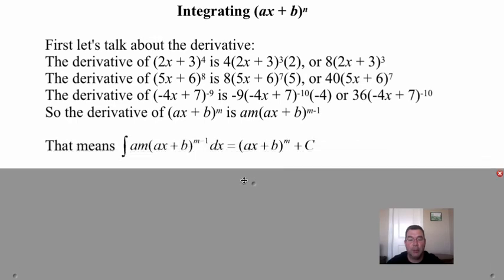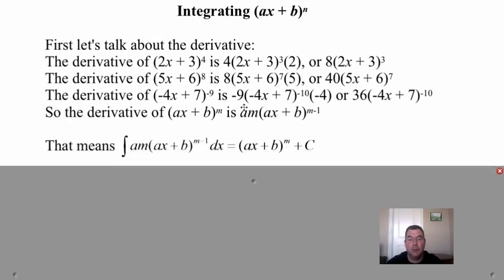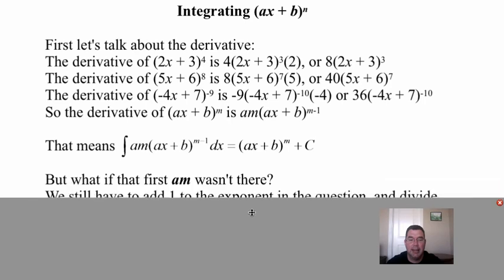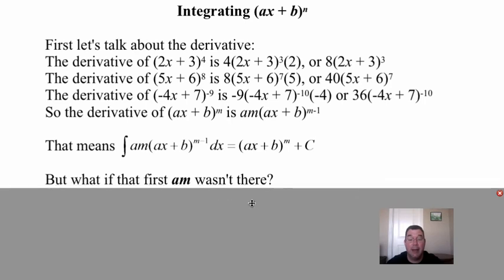If I'm working backwards, that means that if this is what I'm taking the antiderivative of, then I'll get back to (ax + b)^m. So in other words, the antiderivative of am times (ax + b)^(m-1), which is what I have right here, would be (ax + b)^m + c. And again, I need to ask myself, what if the am wasn't there?